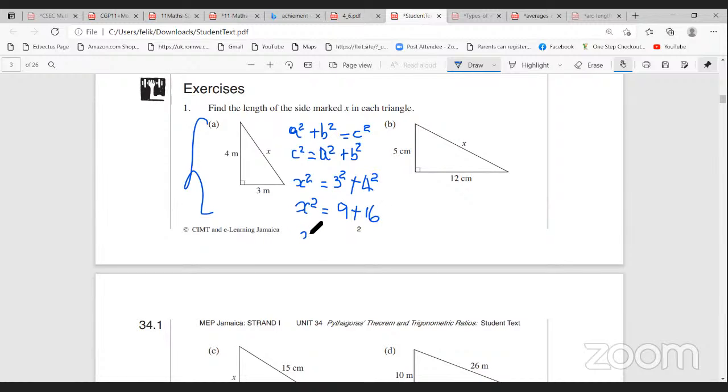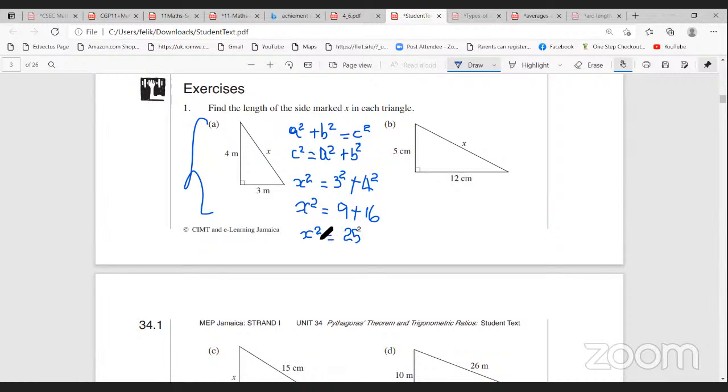So now we have x squared equals, what is 9 plus 16? 9 plus 16 equals 25. Make sure you follow the process, because I'm not doing this again.